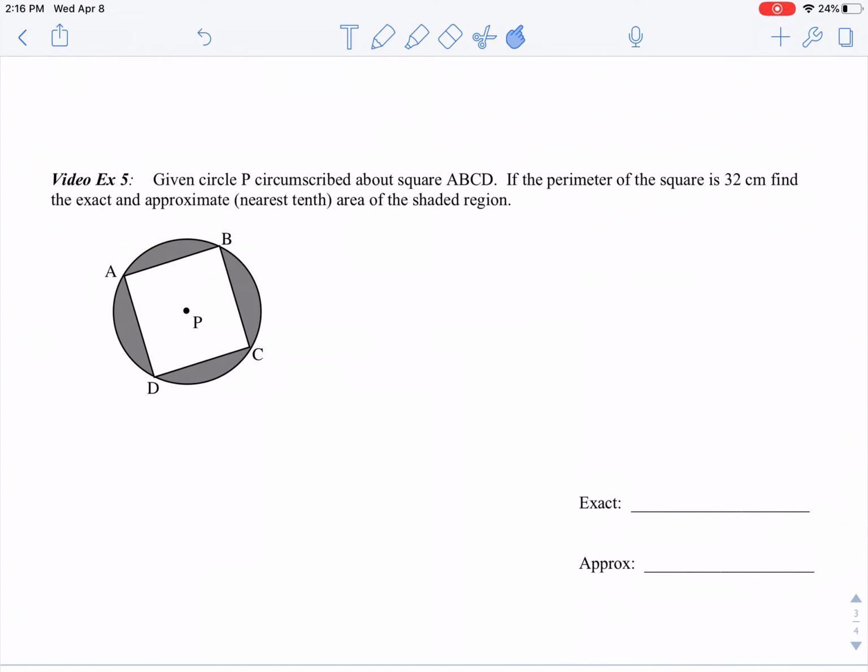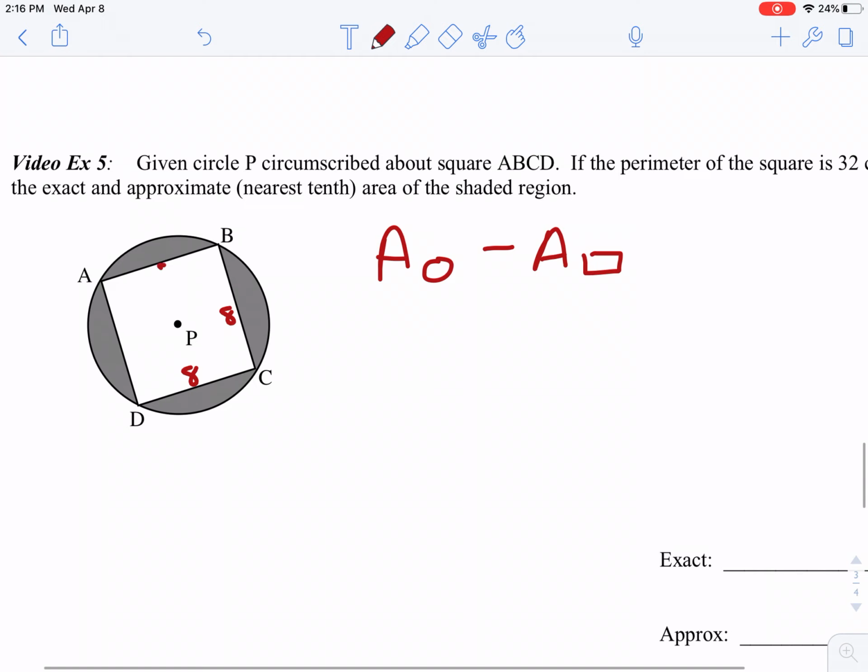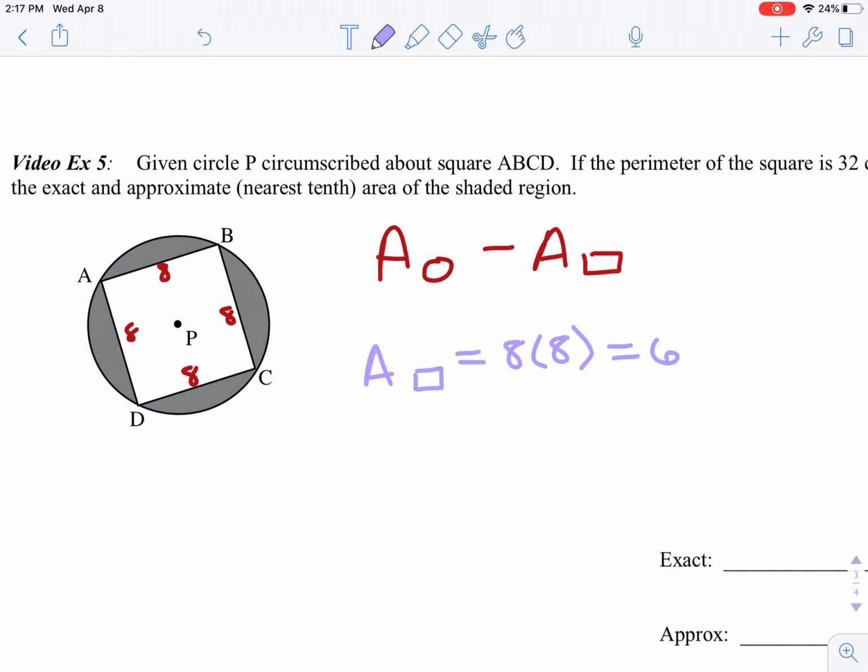Now, let's take a look at video example 5. In this example, instead of having a circle inscribed inside a square, the circle is now circumscribed around the square. So the area of that shaded region would be the area of the circle minus the area of the square. It says the perimeter of the square is 32. So if I divide that by 4, I see that each side of my square is 8. So I can easily find out that the area of my square has to be 8 times 8, which is 64.